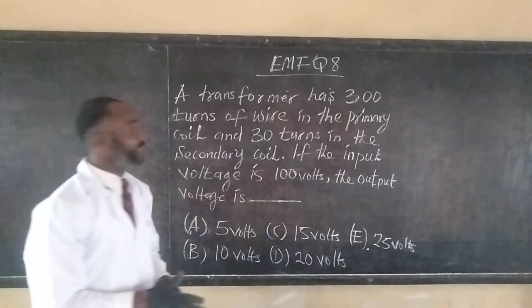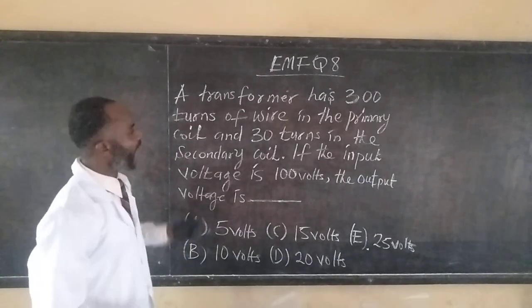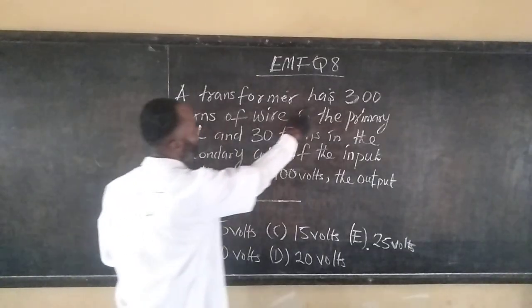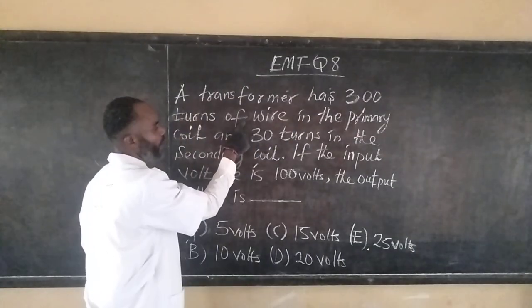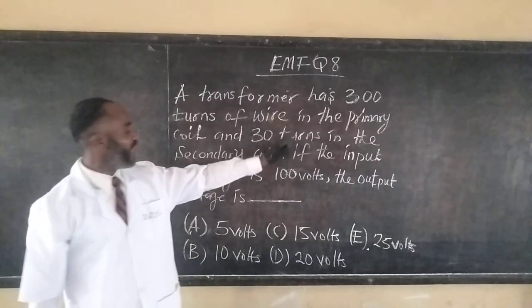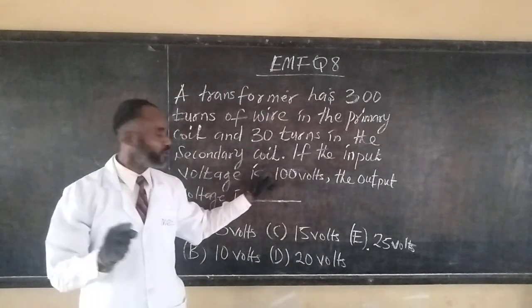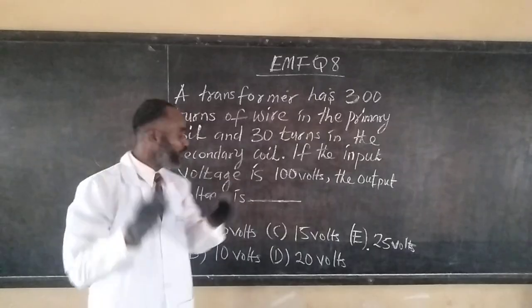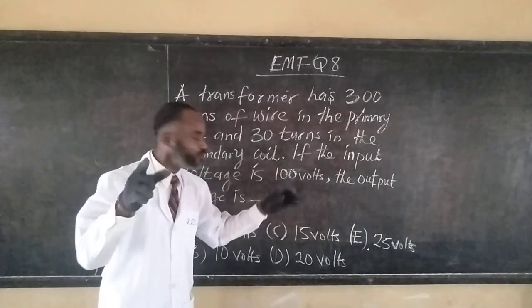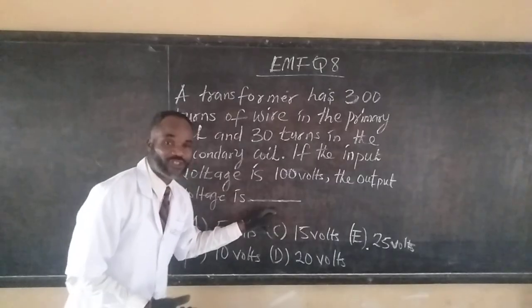Another one indeed. A transformer has 300 turns of wire in the primary coil and 30 turns in the secondary coil. If the input voltage is 100 volts, the output voltage is dash.